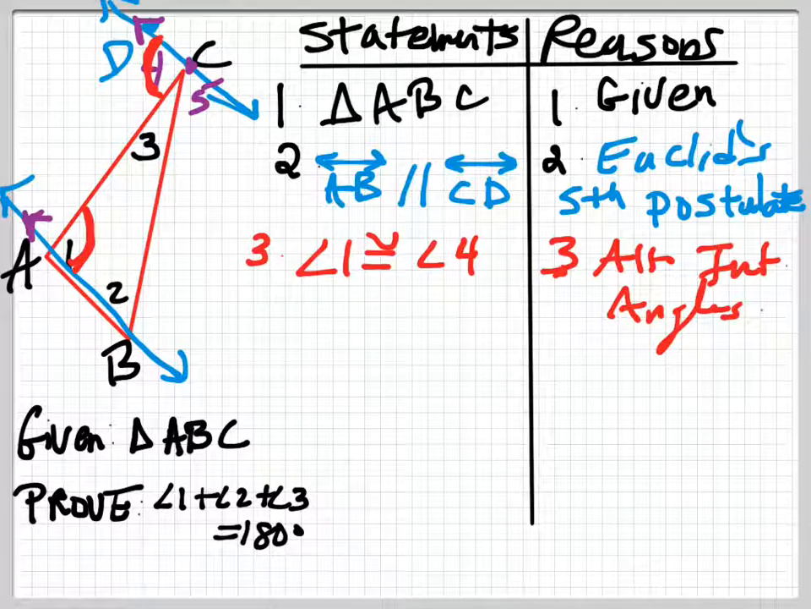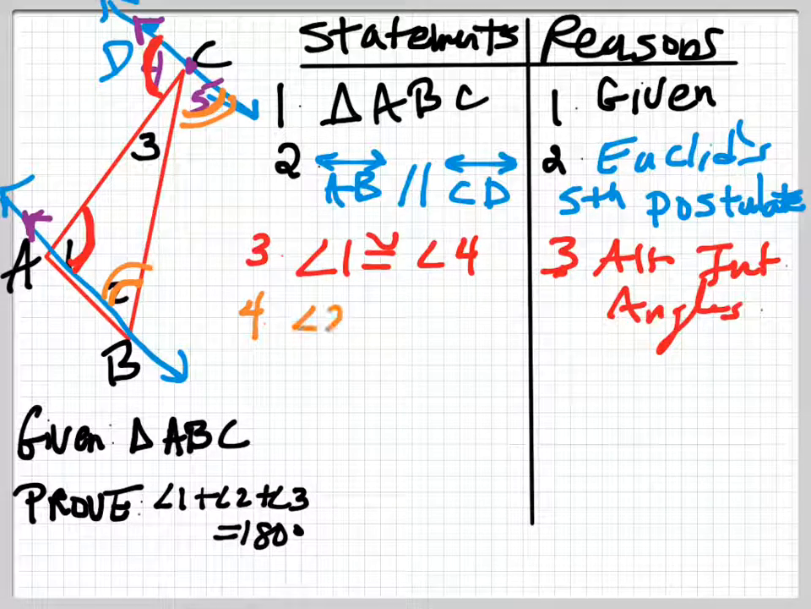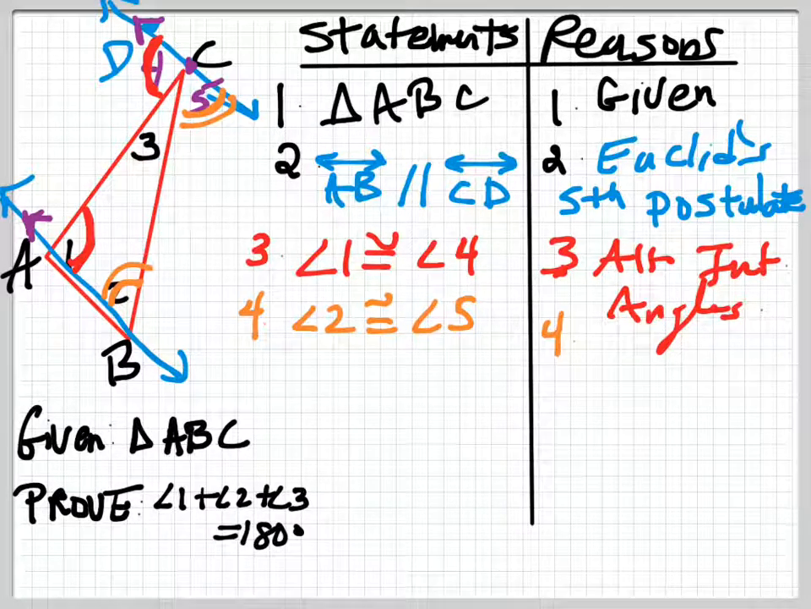By a similar reasoning, we can observe that angle 2 is the alternate interior angle to angle 5. So angle 2 and angle 5 are alternate interior angles. Because these lines are parallel, those angles are congruent. Oops. Angle 5. And our reasoning there is this exact same reason, so I won't copy it.